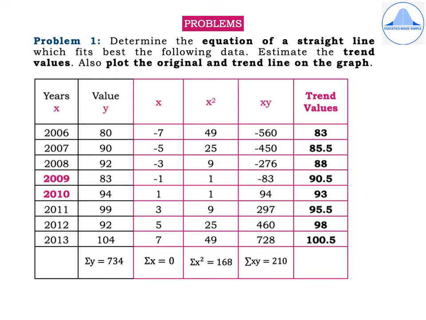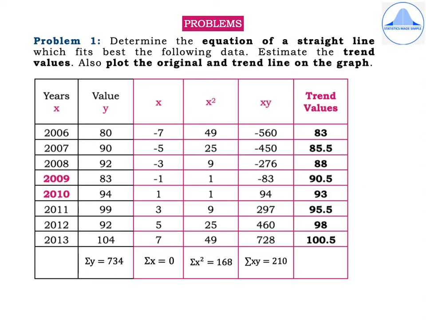Problem 1. Determine the equation of a straight line which fits best the following data. Estimate the trend values. Also plot the original and trend line on the graph. The table given is years 2006, 2007, 2008 up to 2013. The corresponding values are 80, 90, 92, 83, 94, 99, 92, 104.